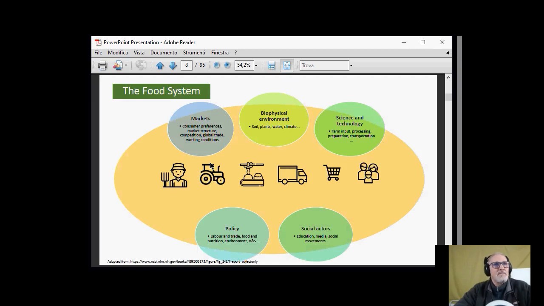Okay, you can get into the detailed economic arguments about how the market is structured and competition and all sorts of stuff, but you can see that the market plays a part in the food system. At the same time, on the other side of the environment here, which is the fields, we've got the science and technology.